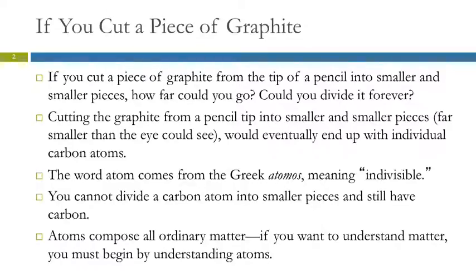You take that carbon atom, we know that we can use nuclear chemistry and blast that atom apart, but it's not carbon anymore. Cutting something in half is a physical change where you just have smaller pieces of the same substance. When you get down to the atom level, you can't cut it in half and still have the same substance.